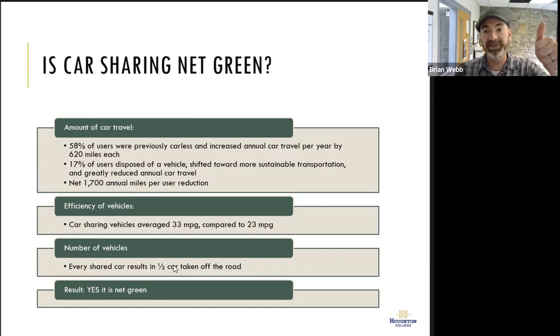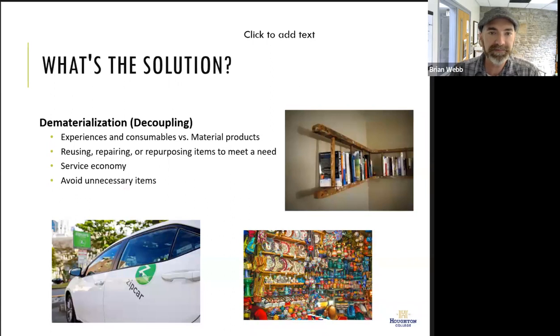So yes, it is green when looking at it, but you have to look at all the different components of this to be able to understand whether or not these, because on the surface, you might think car sharing, yeah, of course that's green. Well, and in fact it is, but you need to look at all of the details related to that, because sometimes these things tend to not be quite as beneficial as you might think. This is an important concept, and we're going to talk about this at greater length later in the semester.